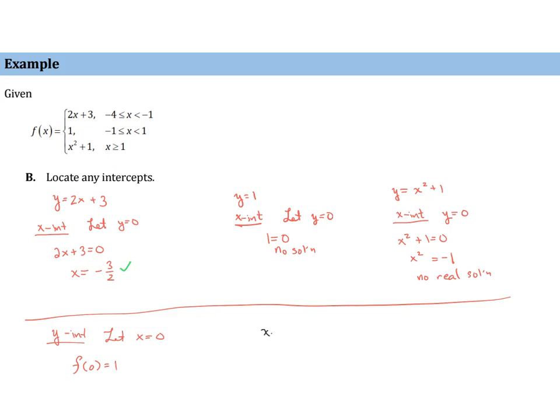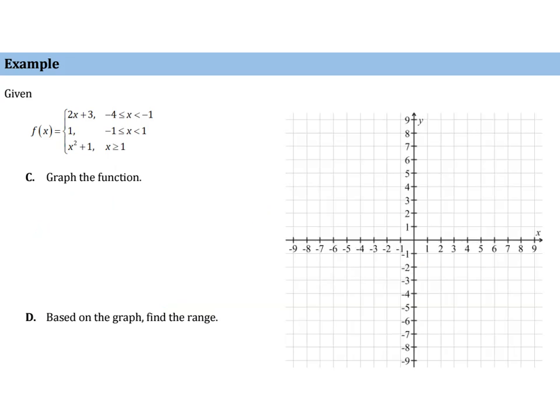So our x-intercept, we only have one. It is x equals negative 3/2. Our y-intercept is y equals 1. Now let's graph this function. First, I'll go ahead and plot the points that we already know from our x and y-intercept. So x equals negative 3/2, y equals 1.